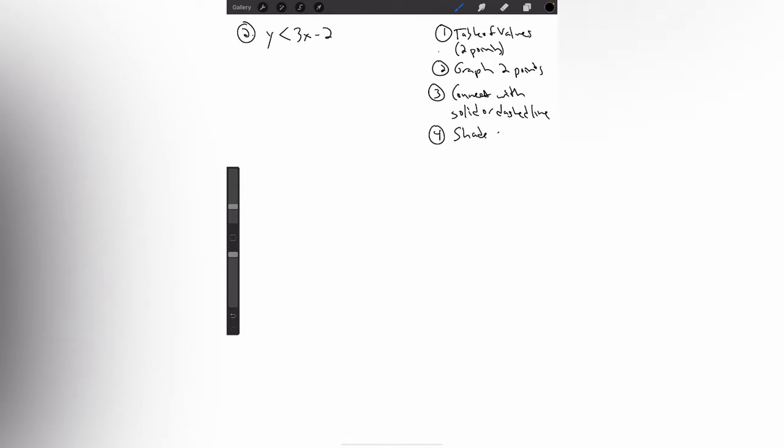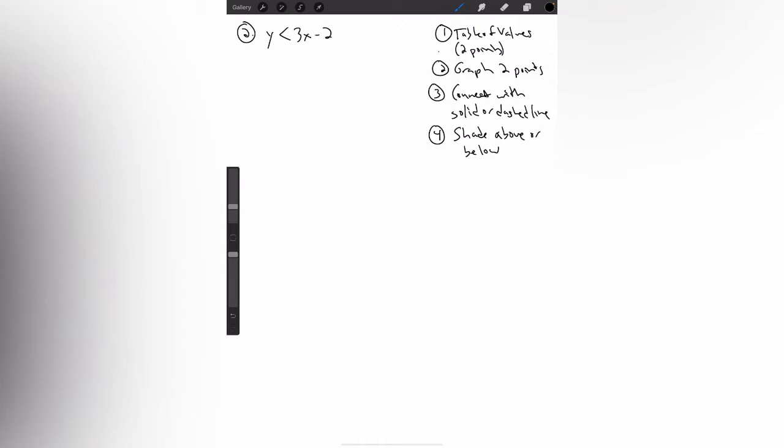So I need my table of values. Really I need 2 points. Then I'm going to graph my 2 points. Then I'm going to connect with a solid or dashed line. And the last thing I'm going to do is shade above or below. All right, so let's take a look at this.